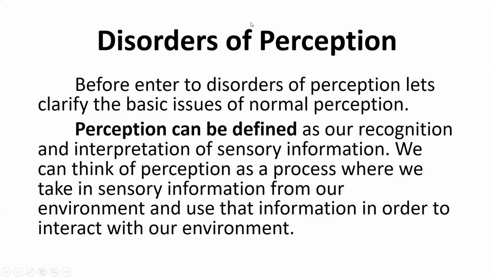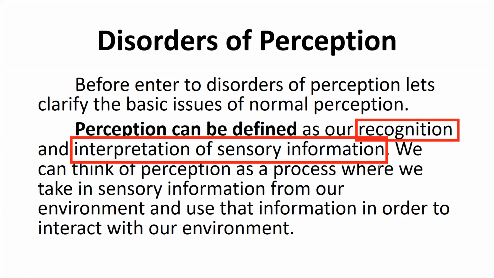So here you see the definition. Intuitively you can say what perception is, but you see, perception is the recognition and interpretation of sensory information. Not only recognition, but interpretation. They both go together. We can only mechanically separate recognition and interpretation from one another. Only mechanically.